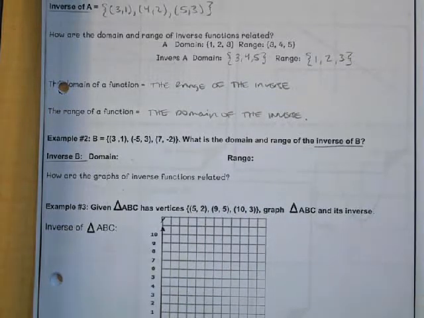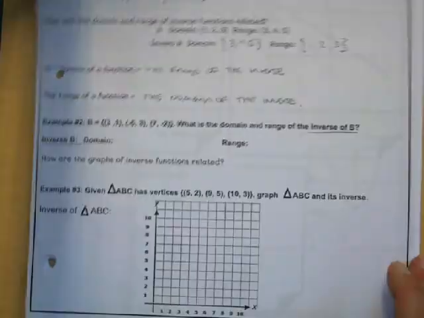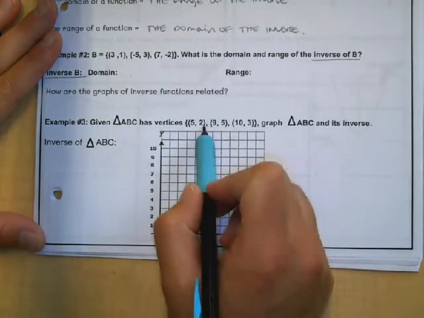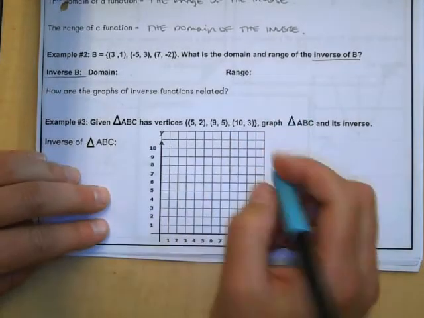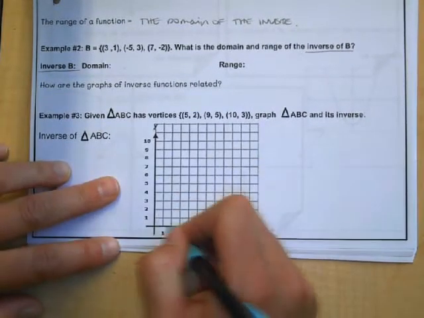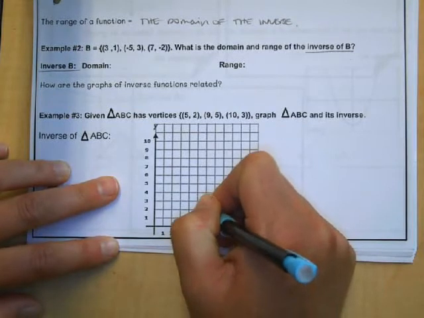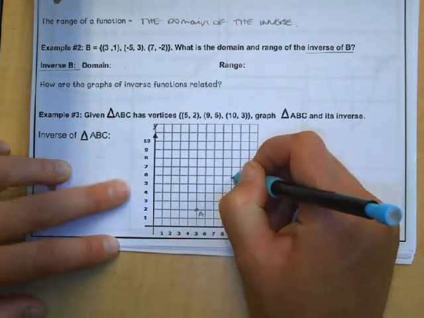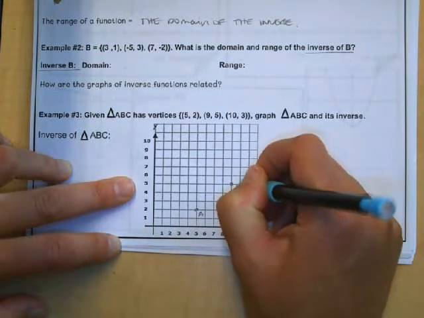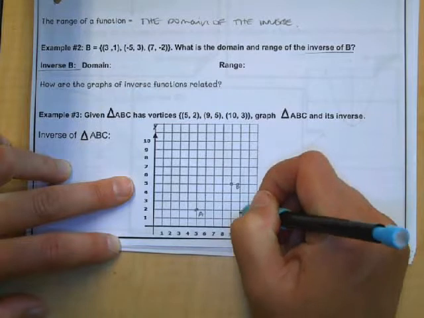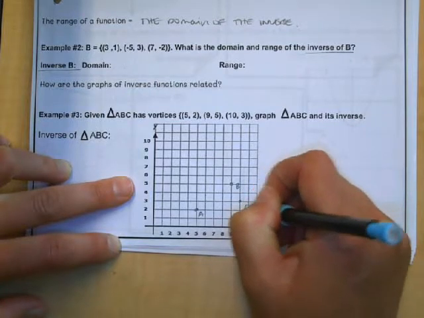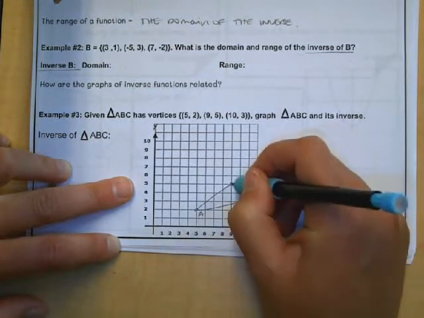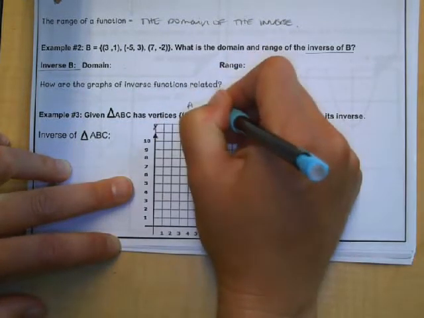For our example in our notes for graphing, we have triangle ABC with these vertices. These are all points, so we're going to plot these points. (5, 2) is going to be my point A. (9, 5) is going to be my point B. And then (10, 3) is my point C. There's my triangle. I'm going to draw my triangle here. So that was just points A, B, and C.